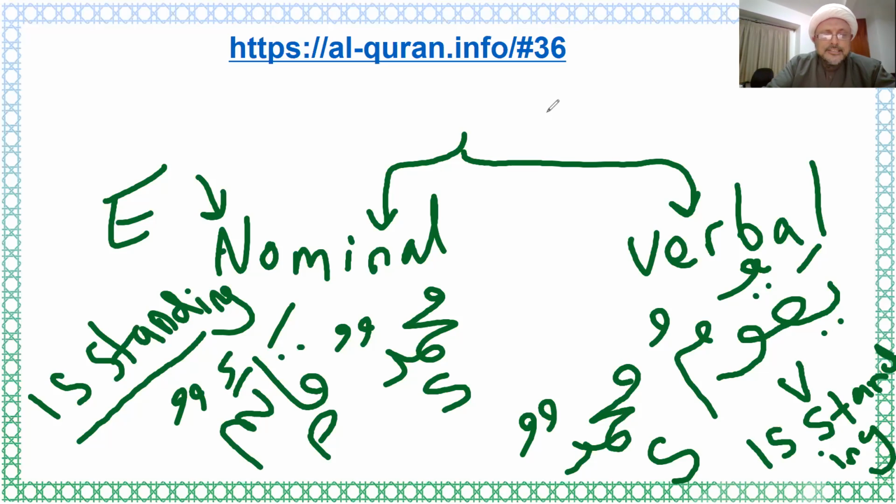A nominal sentence is like English and Swedish. We start with a noun and the verb comes after the noun. Muhammadun is a noun. Qa'imun is a khabar, we call it. Muhammadun is mubtada, qa'imun is khabar. So Muhammadun is a nominal subject because it's for the nominal sentence. And qa'imun is a predicate, as in English, is standing. It's a predicate. So this sentence is predicated.